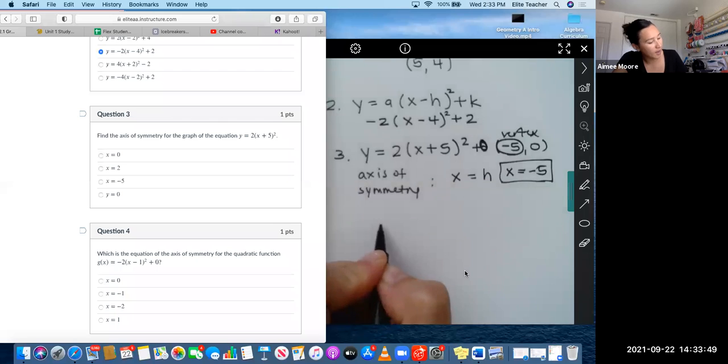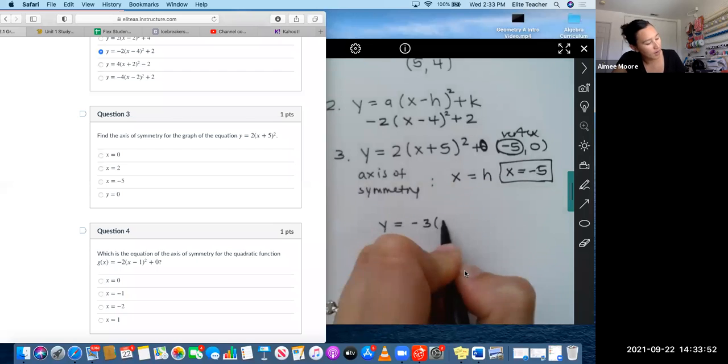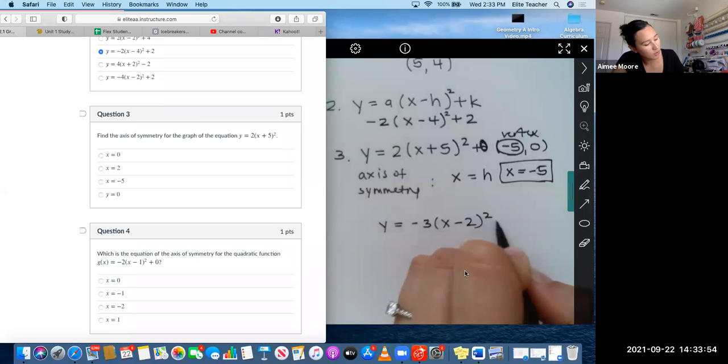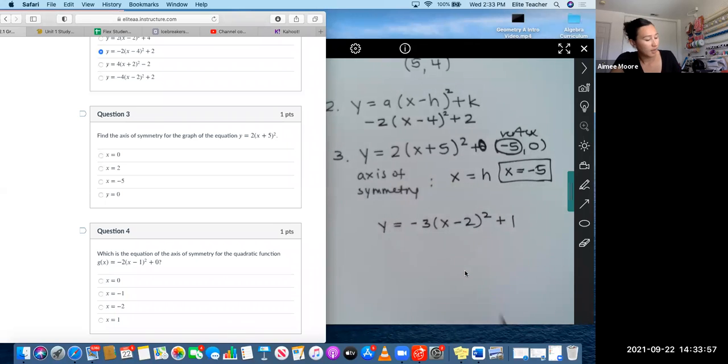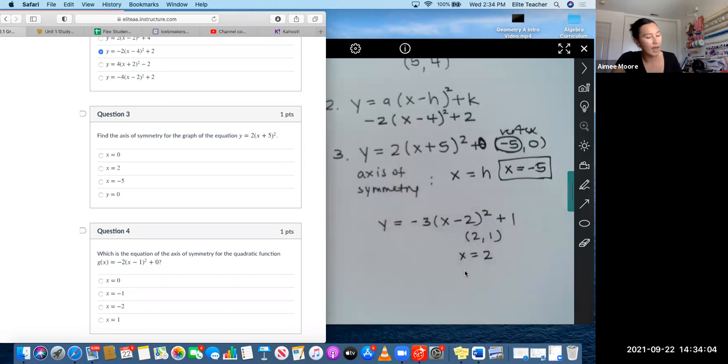So if we had like y equals -3 times x minus 2 squared plus 1, our vertex is going to be at 2, 1, which means our axis of symmetry is going to be at x equals 2. And so we get that from the x value of our vertex, or our h. Do you guys understand number 3?